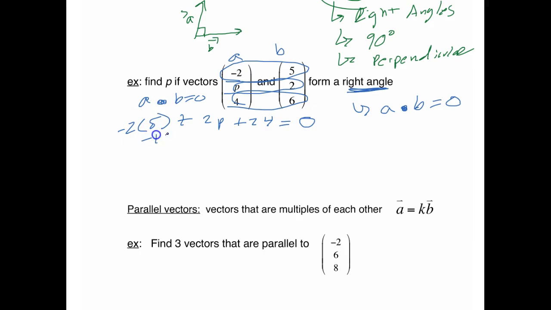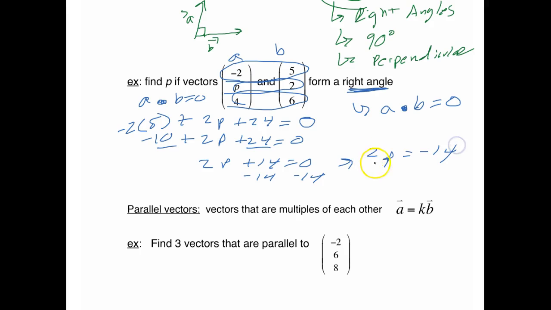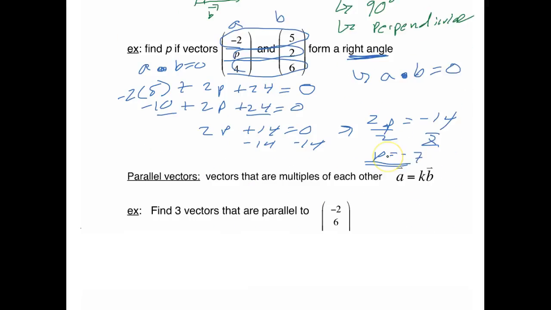And now you just simplify this down a bit. Add like terms. Solve it, subtract 14 from both sides. You get 2p equals -14, divided by 2, and p equals -7. So there you go. On to parallel vectors.